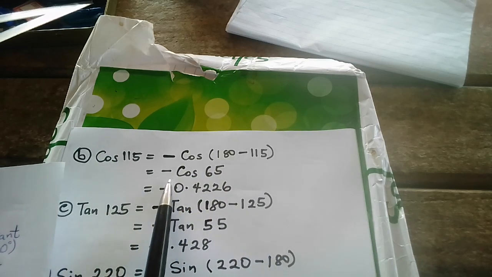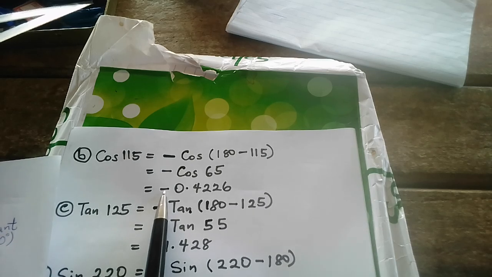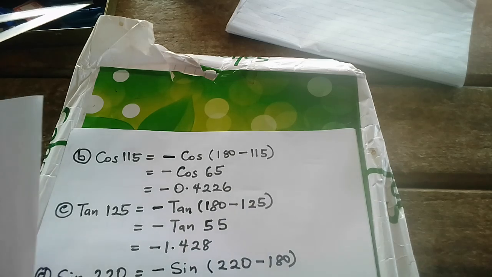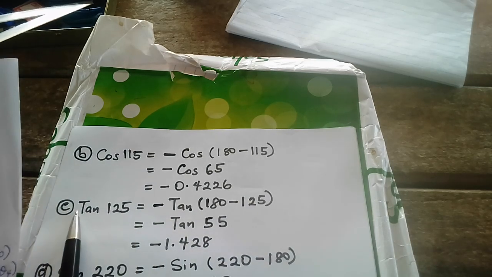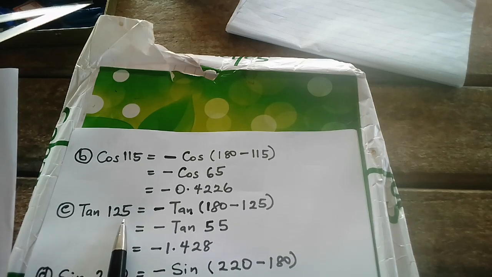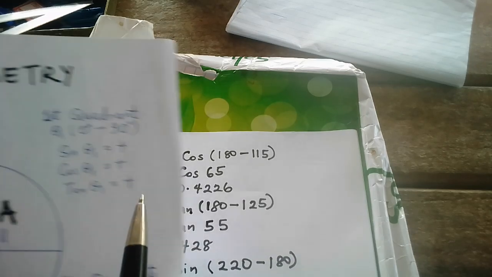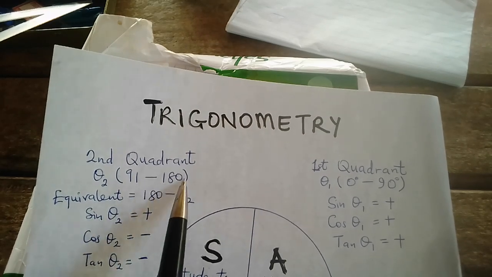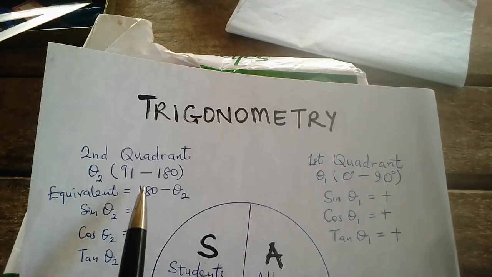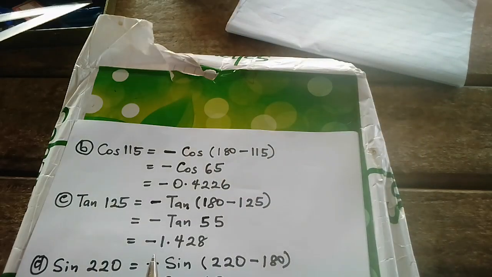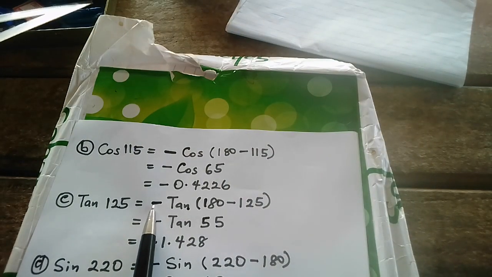0.4226. So since in the second quadrant the value of cos is negative, the answer will be minus 0.4226. Then in C, we are told to look for tan 125. So 125 is still within the second quadrant, and tan in the second quadrant is negative. So that means it is going to be a negative value.